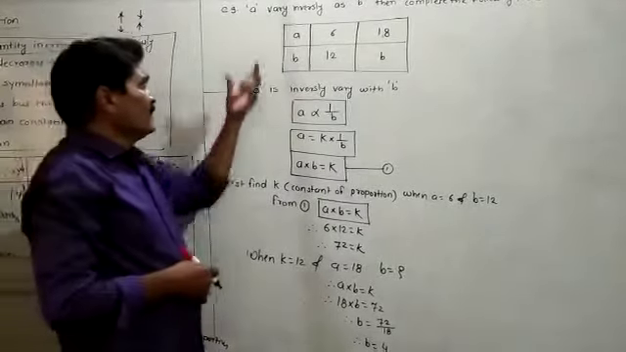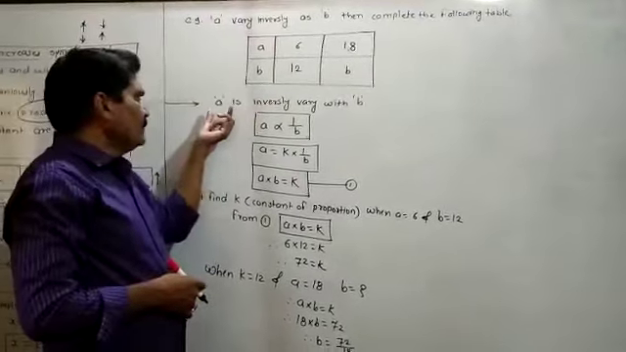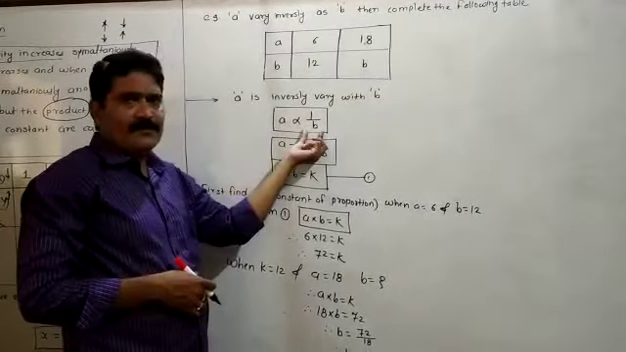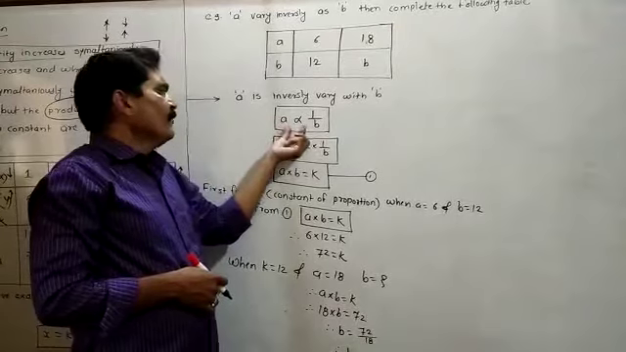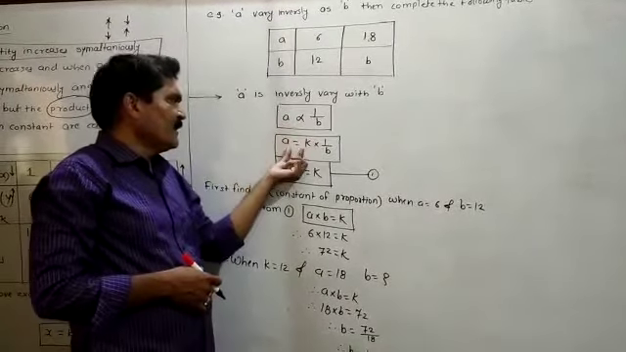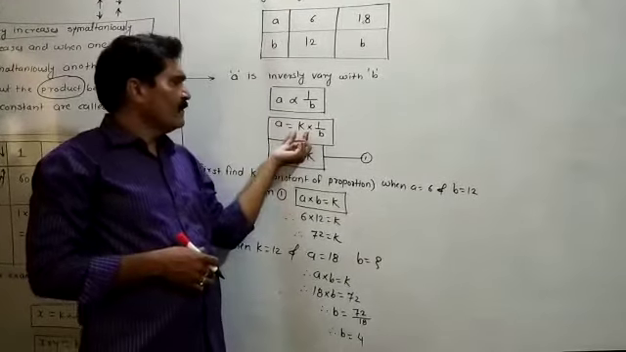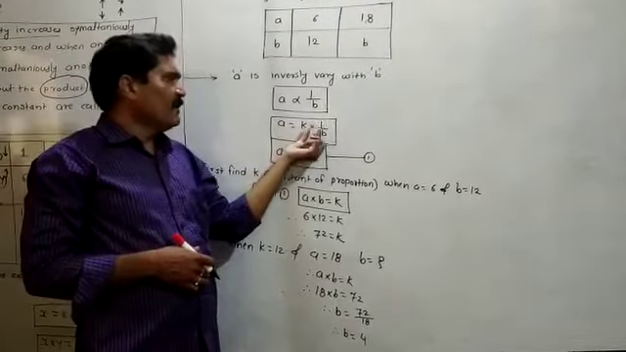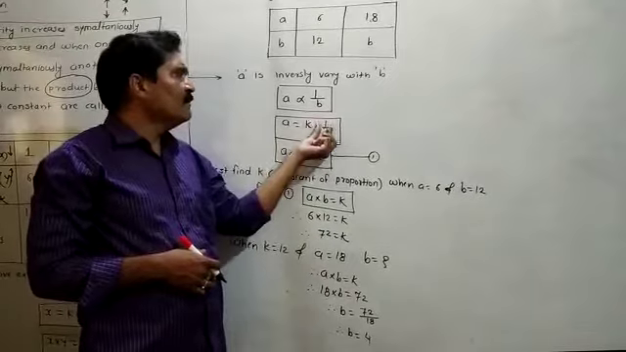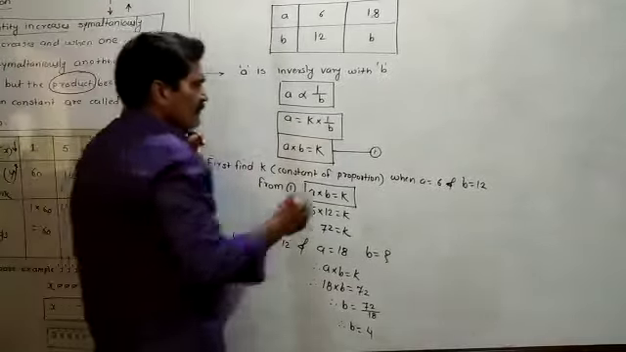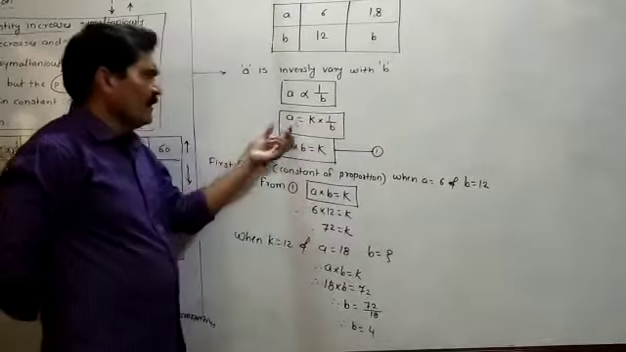So what is given? A varies inversely with B. So I will say that A inversely varies with B, so A is inversely proportional to B. And if you will remove this proportionality sign, at that time you have to give the equal to sign. You have to write the constant of proportionality K multiplied by 1 upon B. Means you have to say that A is equal to K into 1 upon B. So K is called the constant of proportionality.